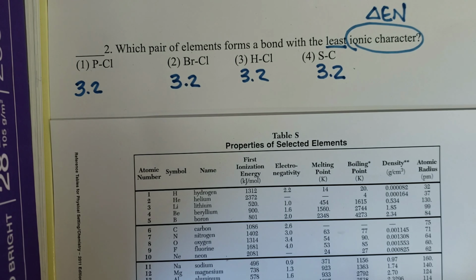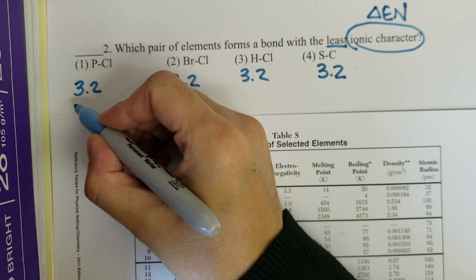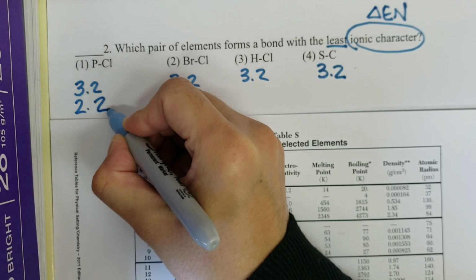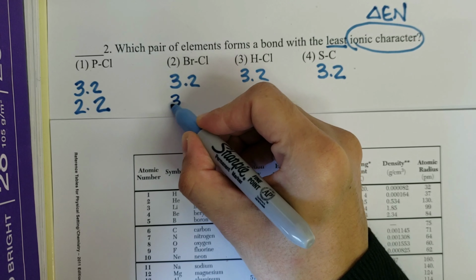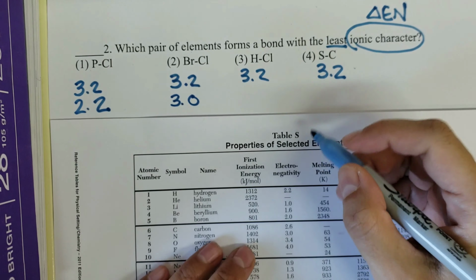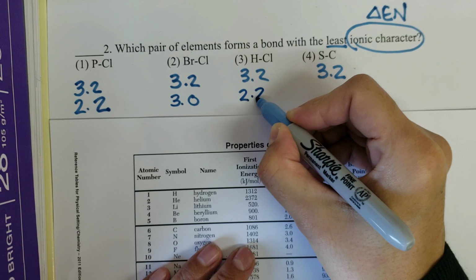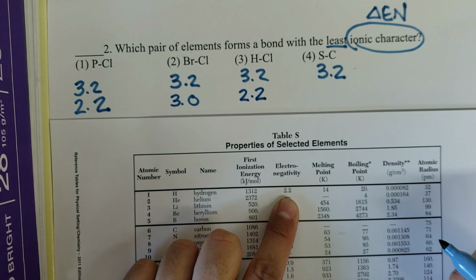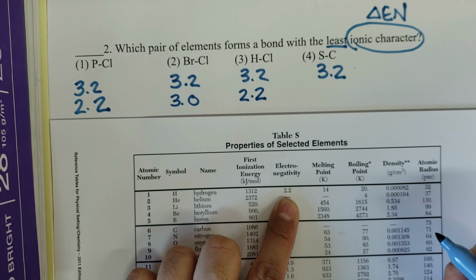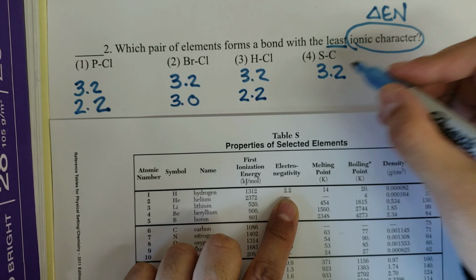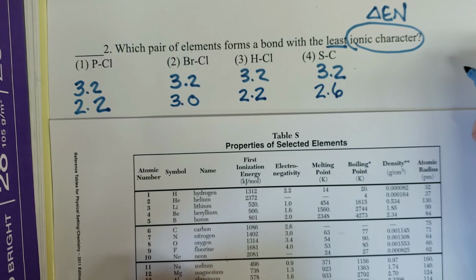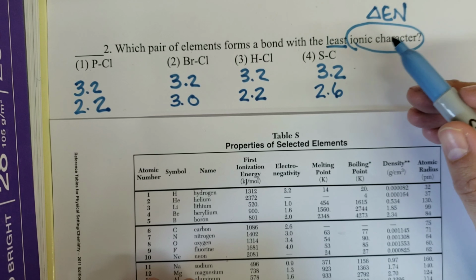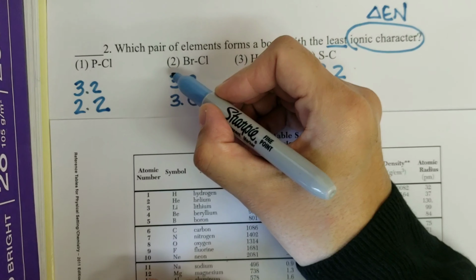Looking at element number 15, phosphorus, it has an electronegativity of 2.2. And bromine has an electronegativity of 3.0. Hydrogen, 2.2. So we're just looking up this number right here on reference table S. And sulfur is a 2.6. We're looking for the combination that has the least difference.